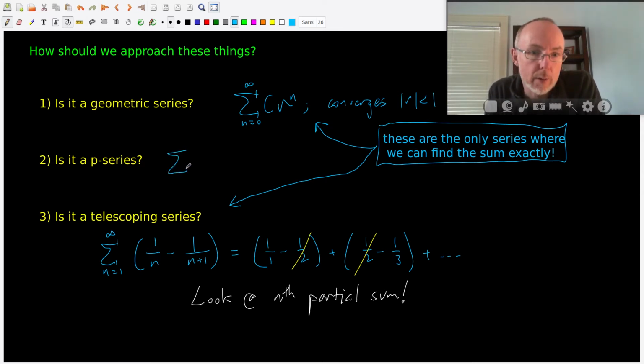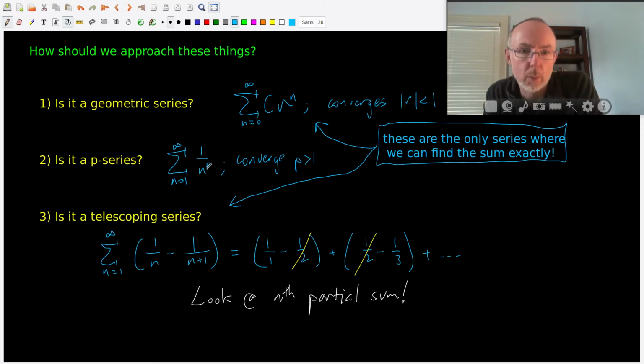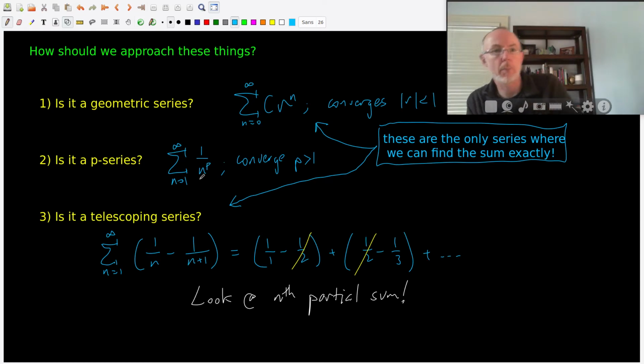The p-series are 1 over n to the power of p, where n goes from 1 to infinity, and they converge as long as p is bigger than 1. Right? So the way to remember that is that an example of a p-series is the harmonic series, where p equals 1, and you should know the harmonic series diverges. But 1 over n squared converges. So that crossover point is where p is bigger than 1. When p equals 1, it still diverges. p bigger than 1, it converges.